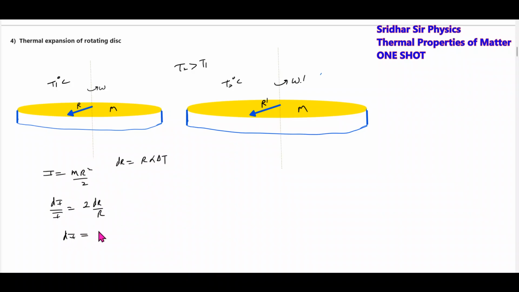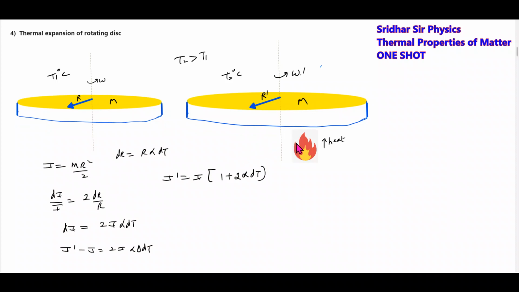So dI is equal to 2I dr by r, which will be alpha delta t. Yes, definitely the moment of inertia will increase. The new moment of inertia I dash minus I equal to 2I alpha dt. So I dash equal to I into (1 plus 2 alpha dt). Moment of inertia will increase as we supply heat. Actually, what we are supplying here is heat.